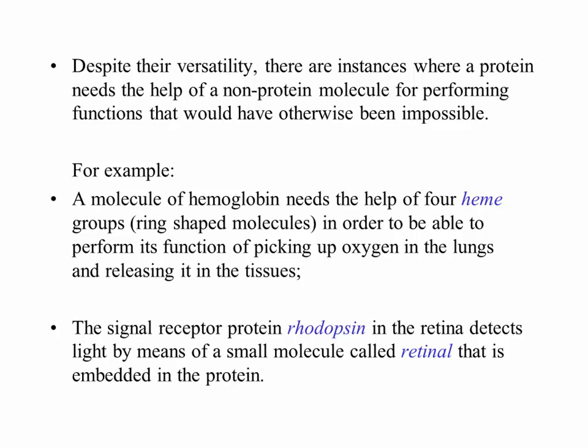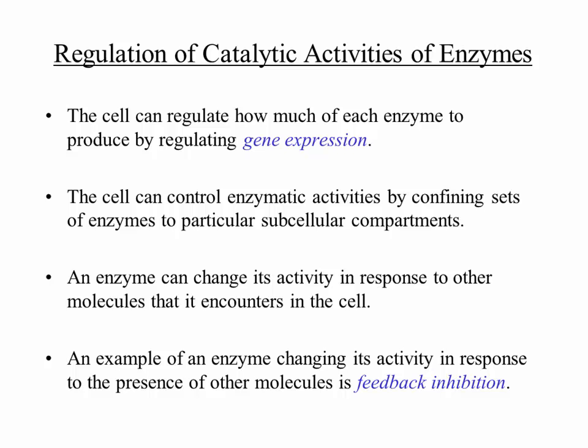In fact, the heme group is what basically gives blood its red color, right? The iron in there, right? Another example is the signal receptor protein rhodopsin in the retina of the eye. It detects light by means of a small non-protein molecule called retinal, which is embedded in that protein. Right? So all the proteins are very versatile. They perform most cellular functions, but there are instances where a protein needs help from a non-protein molecule to perform its specific function.